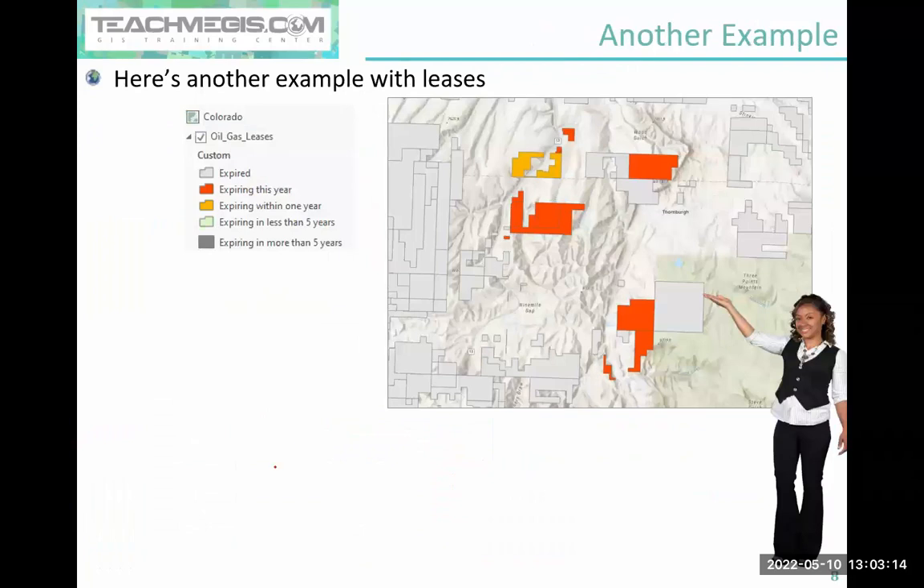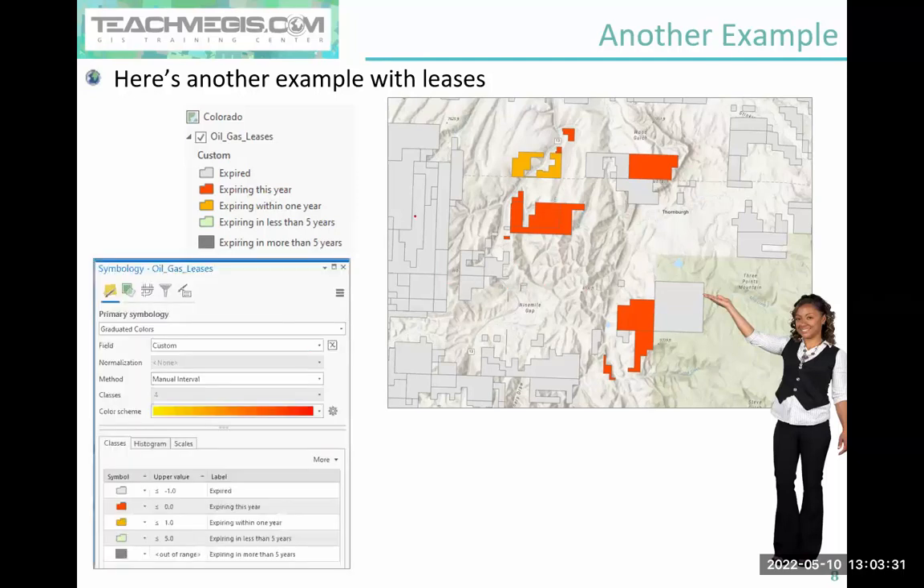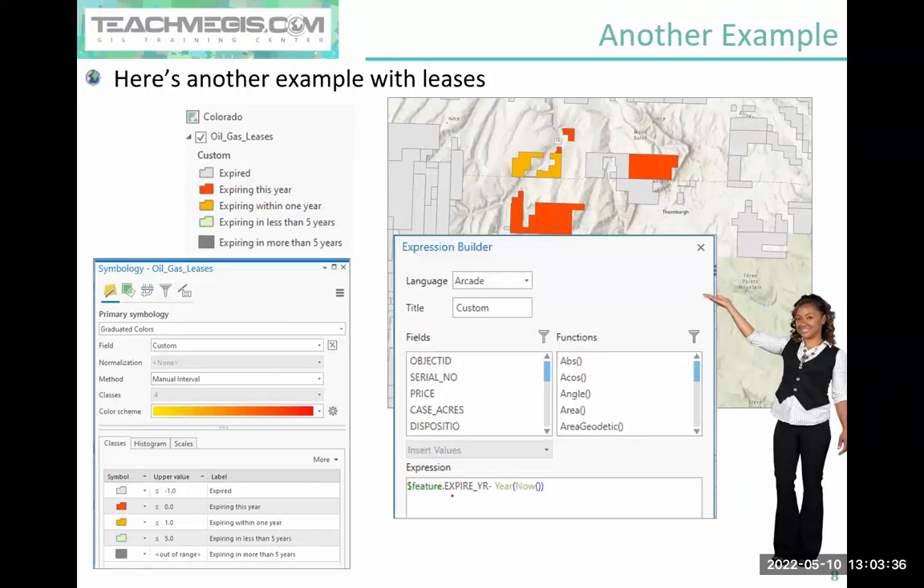Okay, here's another example with leases. These are oil and gas leases onshore where I'm trying to show whether they've expired or not. In the oil industry, if we have a lease that's expiring this year, we need to check and see if we've got a well on it, or we need to drill a well, or we're going to lose the lease. So anyway, we can look around at the data, and in this case, I have an expire year column in the database table. So I'm going to take the $feature.expire year, which hopefully is in the future for me, and I'm going to subtract the year version of now.